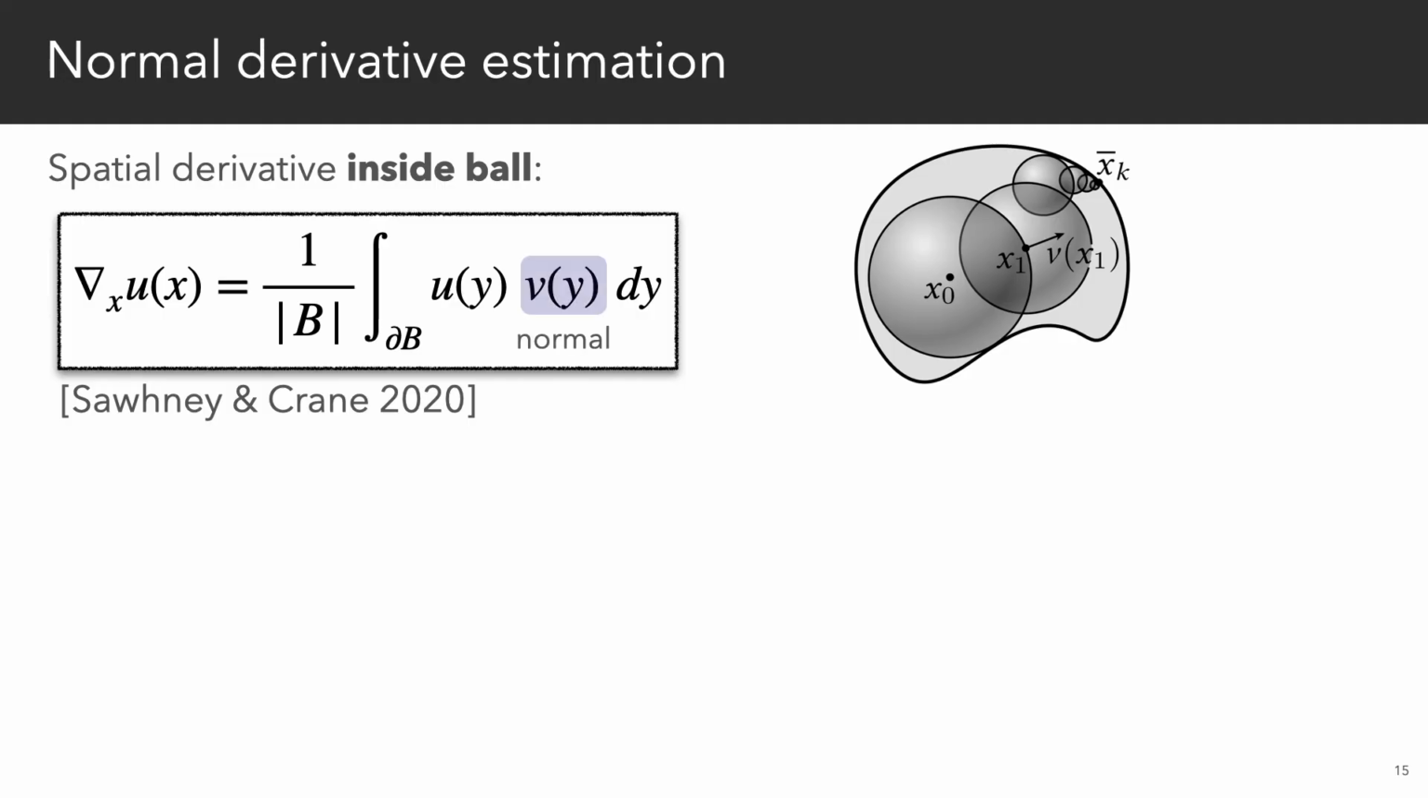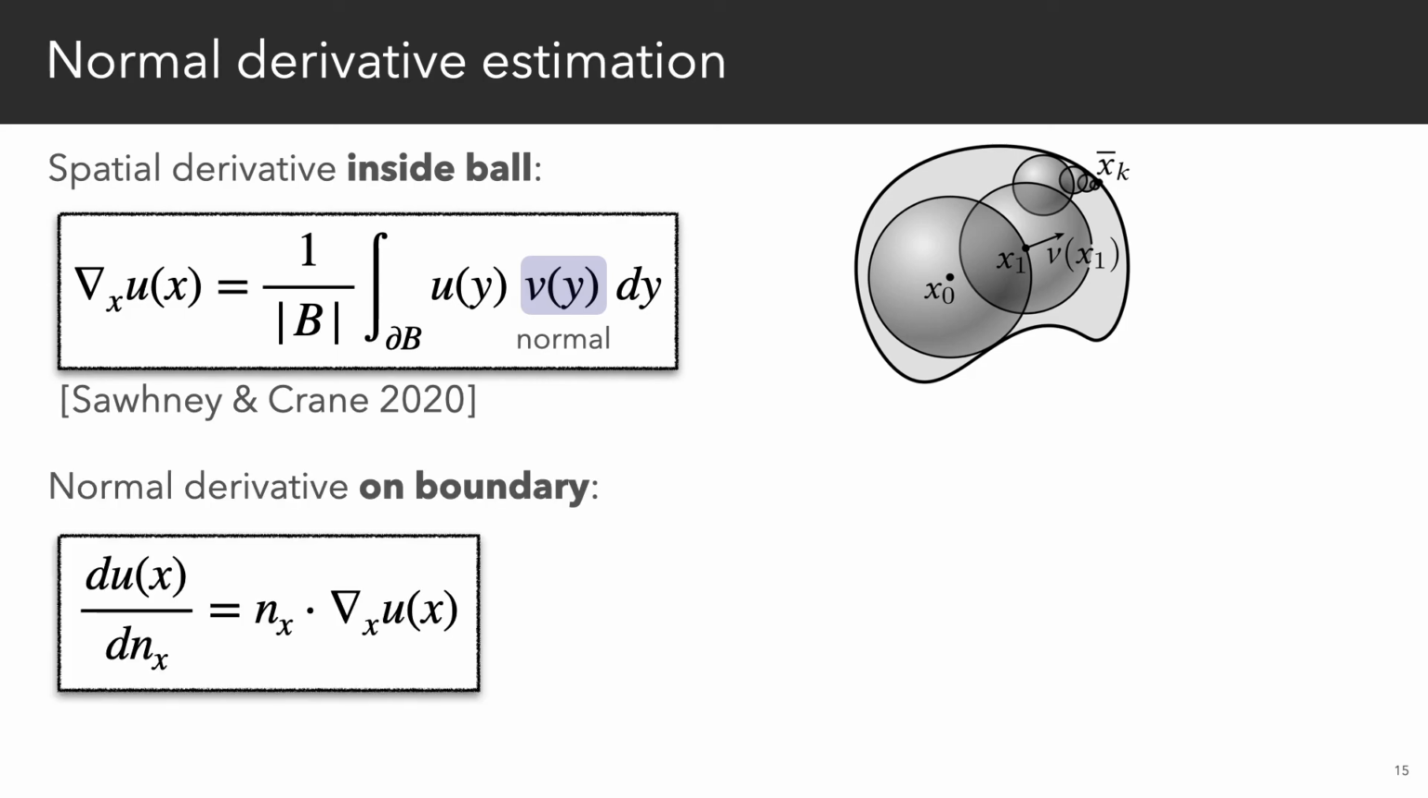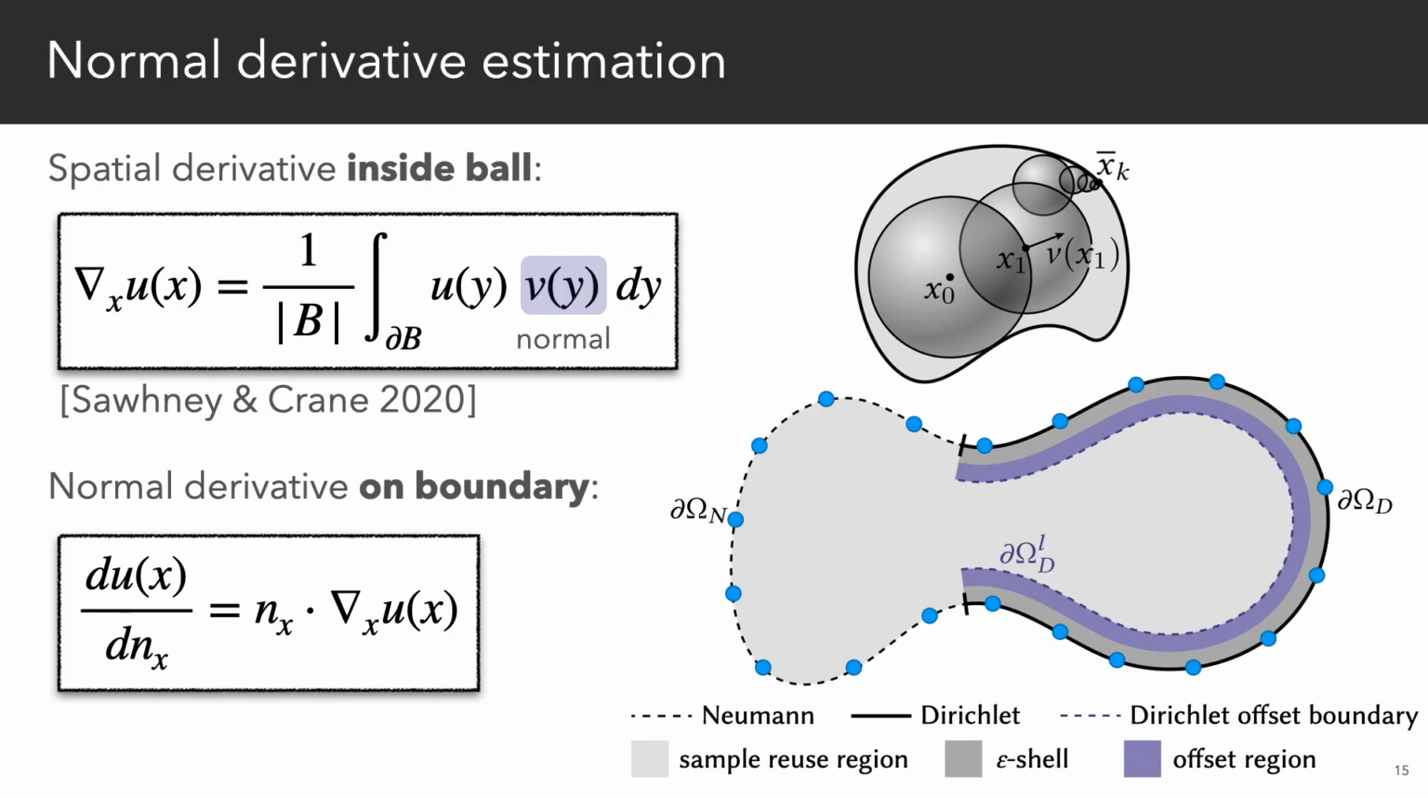ball, where v is the outward normal to the ball. We then dot this estimated gradient with the outward normal to the boundary to get the normal derivative. In practice, we need to offset the samples on the Dirichlet boundary slightly into the domain because the radius of the ball would otherwise be 0.